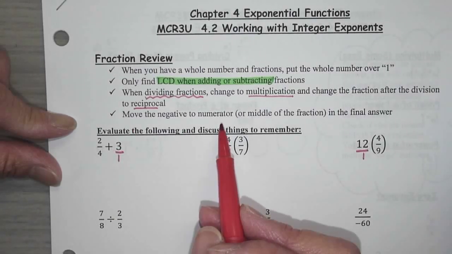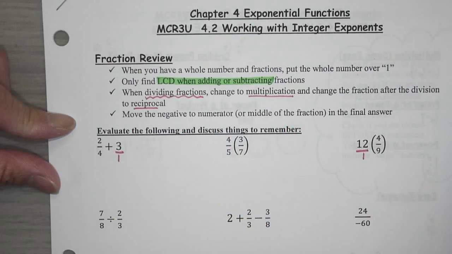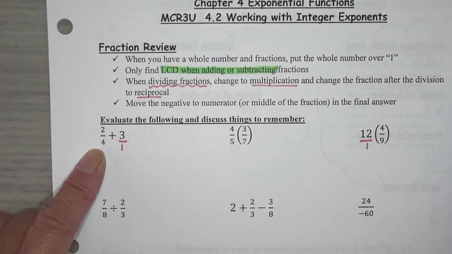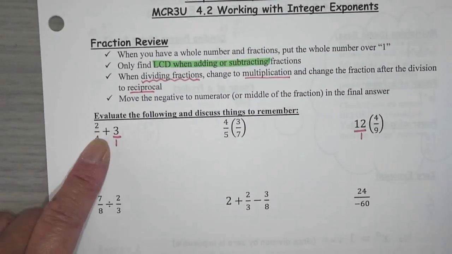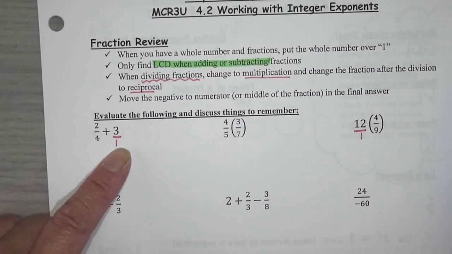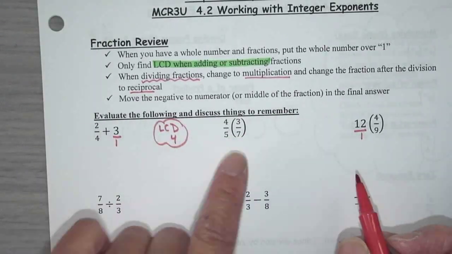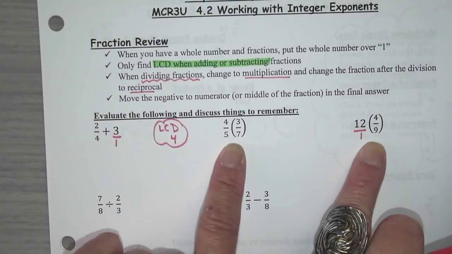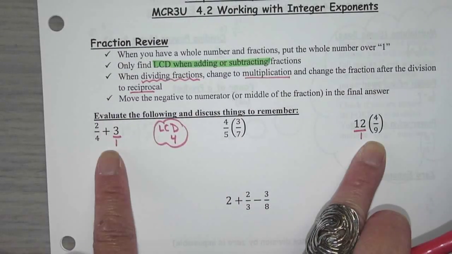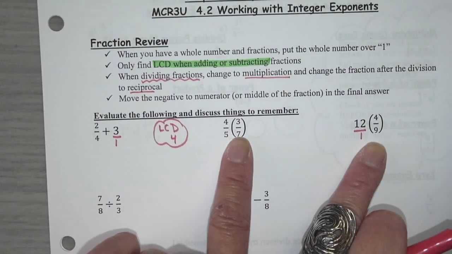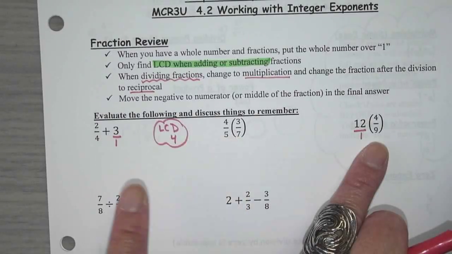Move the negative to the numerator or the middle in the final answer. So when you get your answer, we always finish our answer by moving the negative to the top or to the middle, and we'll do that together. So this first one here, I put it over 1. When you're adding or subtracting, we want to do lowest common denominator, which is 4. If I'm multiplying, no lowest common denominator, right? So no lowest common for multiplying, just when you're adding.